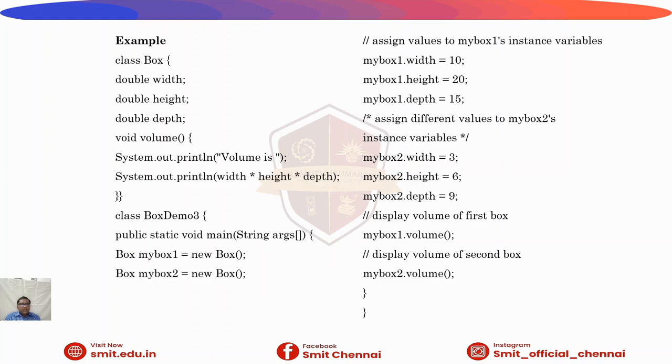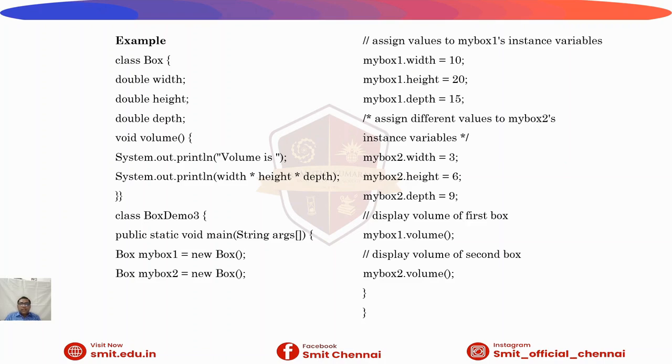Then we have the next class, called BoxDemo3. Again we have the main method, public static void main. This class BoxDemo3 is the main class, and class Box is a subclass. We create two objects using the subclass name, that is myBox1 and myBox2. Then we are going to assign the values for the first object, myBox1. So we need to reference the object with the variables.